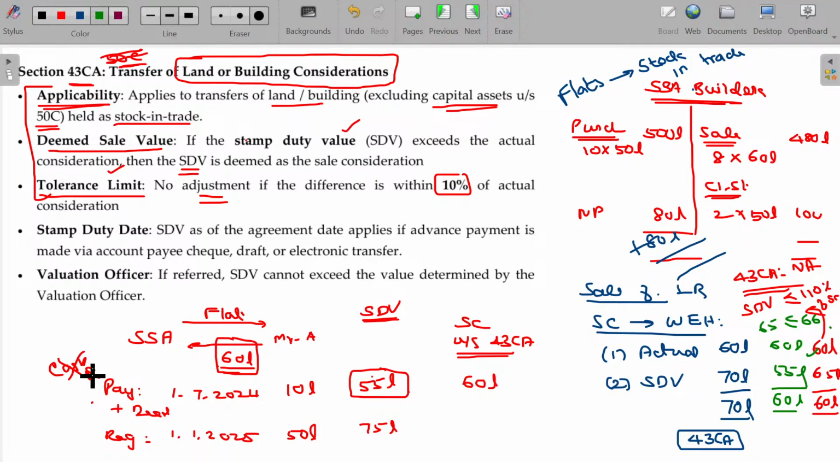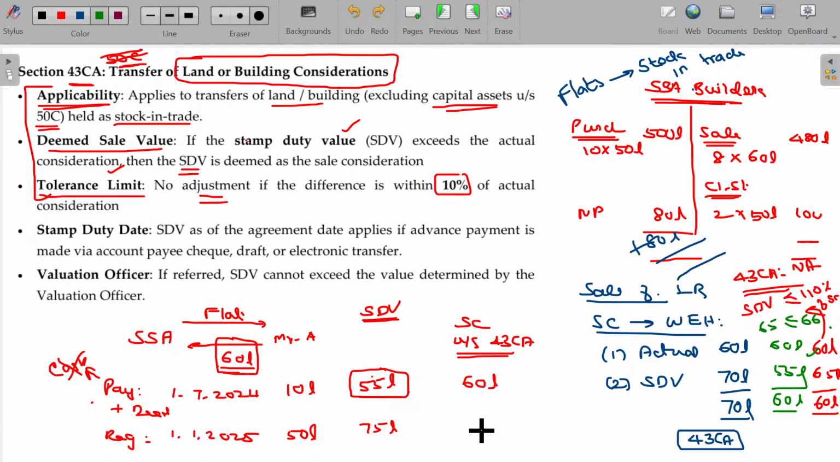Sir, what happens if this is settled in the form of cash? In the form of cash, then I will not consider this part. I will consider the stamp duty value on the date of registration. So I have to compare 60 with 65, 75, whichever is higher, 75 will be taken. Is that okay? Hope now you will be able to understand.